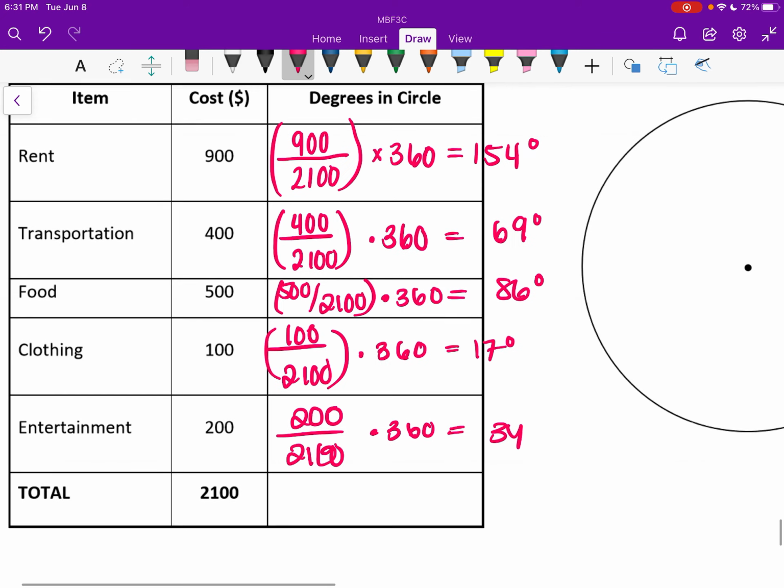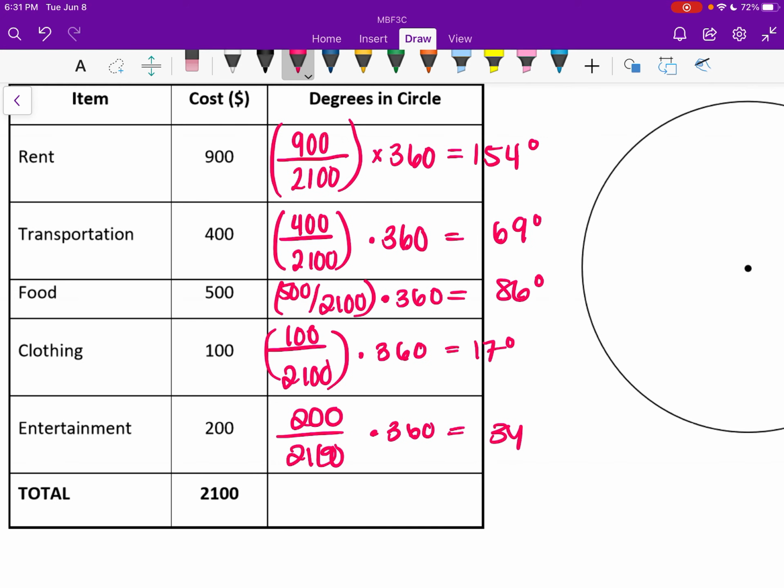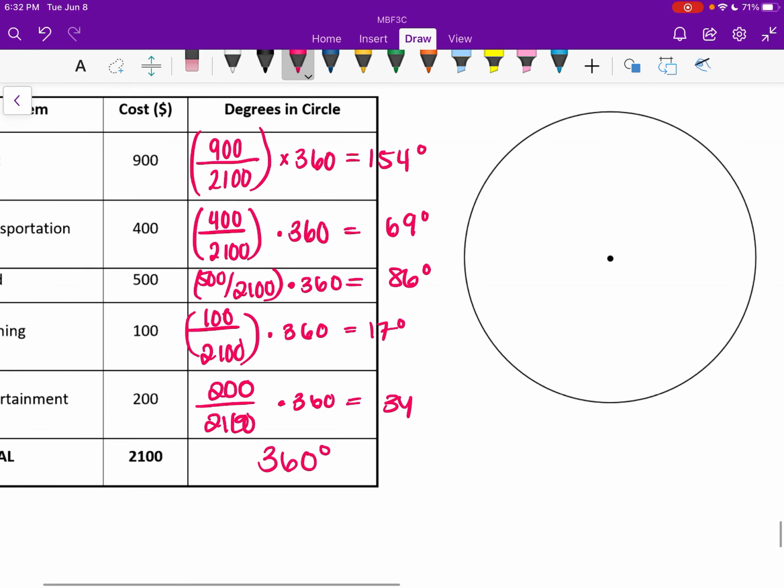So I'm going to just go ahead and make sure that I did it right, in the sense that if I add 154 plus 69 plus 86 plus 17 plus 34, I should get 360, which I do. So I know I evened everything out properly. So what I'm going to do now, and since I don't have a protractor that I can show you on this app, what you're going to do is go to the circle, right?